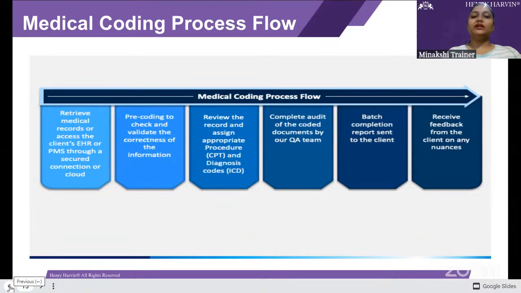One more question I used to get: what is the difference between a certified coder and a non-certified coder? First, what is a certified coder? Those who, after training, clear the CPC examination are called certified coders. The difference is that a certified coder will get somewhat higher packages than non-certified candidates. That is the only difference. Another question I get: without certification, can I apply for jobs? Yes, you can apply for jobs and even be placed. Our institute will give you 100% placement assistance once you complete training with us.